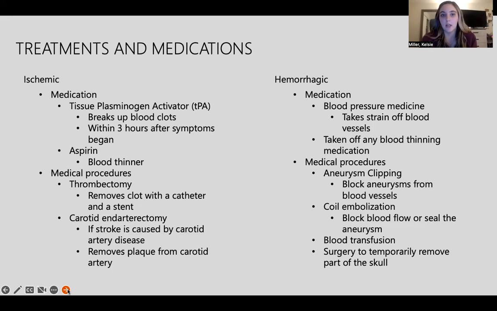For a hemorrhagic stroke, the medications used are blood pressure medications, and this will just help take strain off your blood vessels. If the patient is on a blood thinning medication, they will be taken off of it before any medical procedure is done. The medical procedures done for hemorrhagic strokes are aneurysm clipping, which blocks your aneurysm from the blood vessels, and coil embolization, which is when they block the blood flow and seal an aneurysm. Two other procedures that can be done are a blood transfusion or surgery to temporarily remove part of your skull.